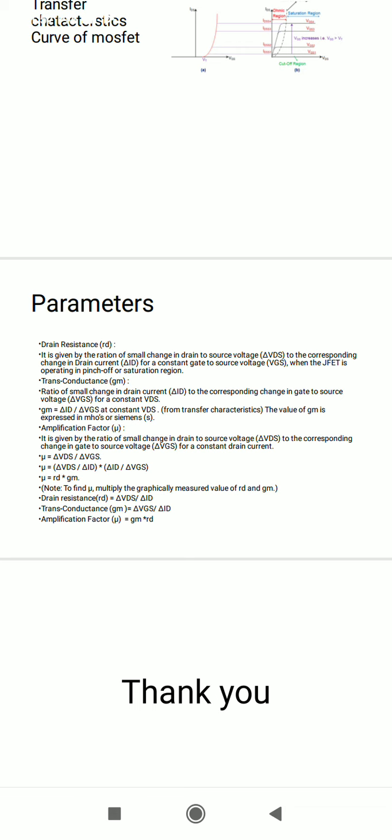Amplification factor will be denoted mu. It is given by the ratio of a small change in drain to source voltage, del VDS, to the corresponding change in gate to source voltage, del VGS, for a constant drain current. So amplification factor mu equals del VDS by del VGS, or mu equals RD into GM. RD is drain resistance and GM is transconductance.